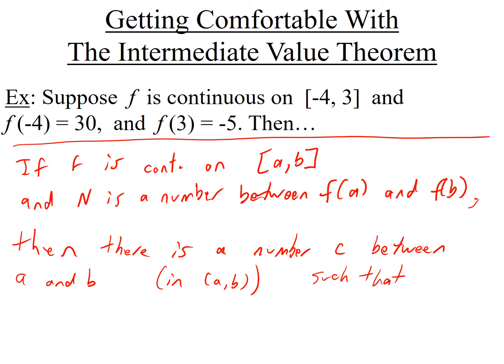Sometimes I see students write f of n. That doesn't make sense. n is an output, c is an input. So you put c into the function, you'd get f of c, and that's supposed to equal n, such that f of c equals n.